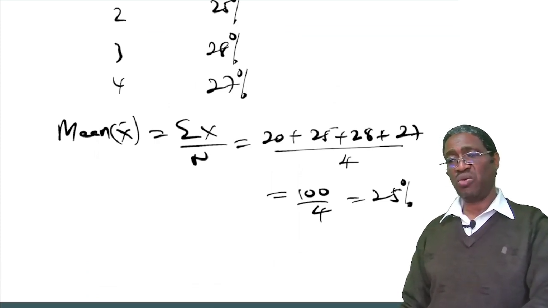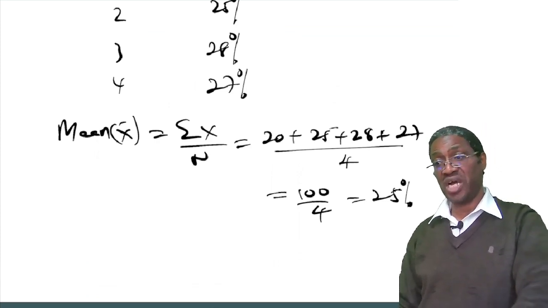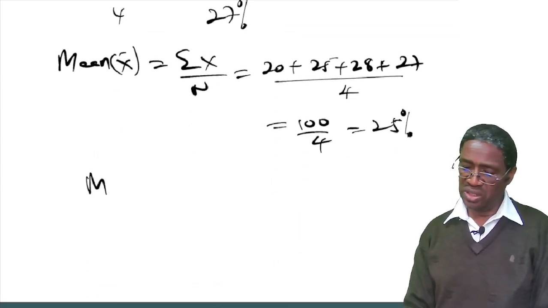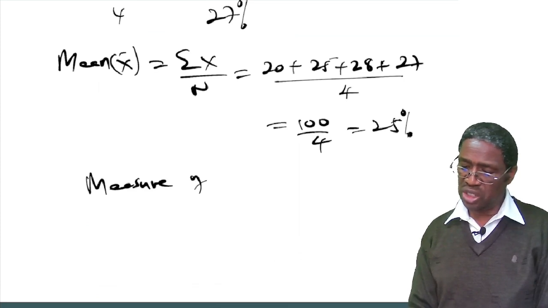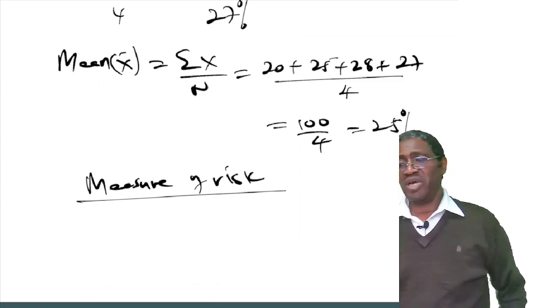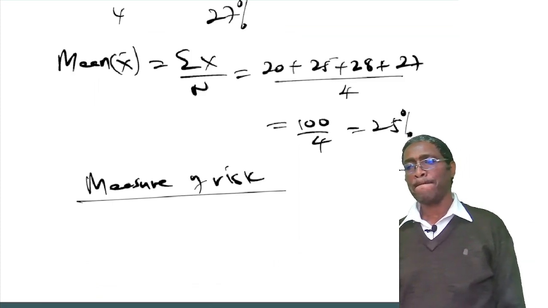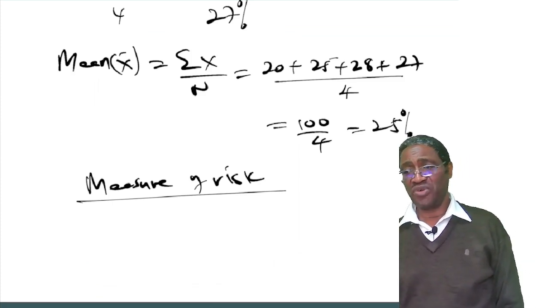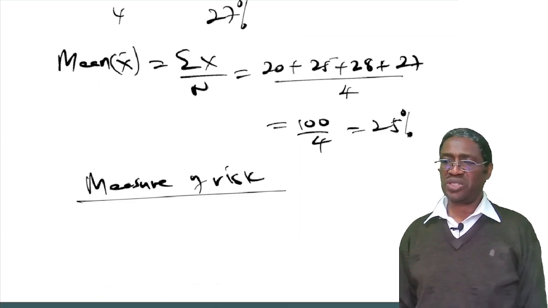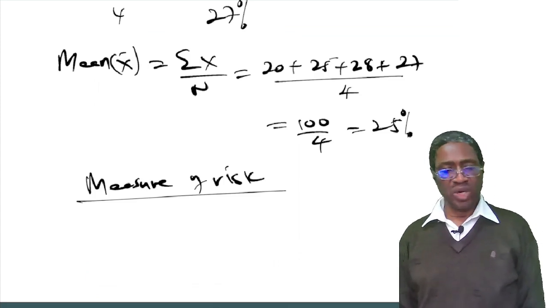Now that you know how to compute the return of a single investment, the average return, we go to the next subheading, measure of risk. A subheading, put it down: measure of risk.